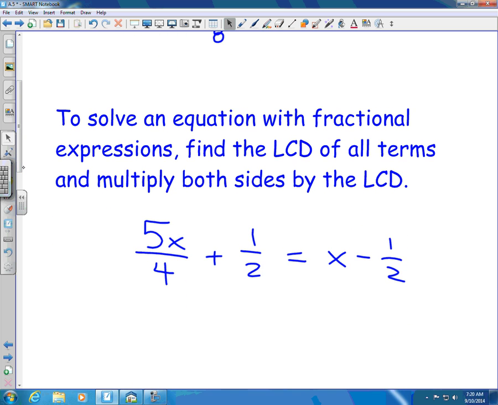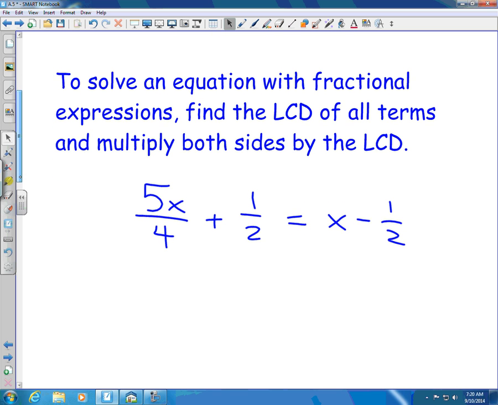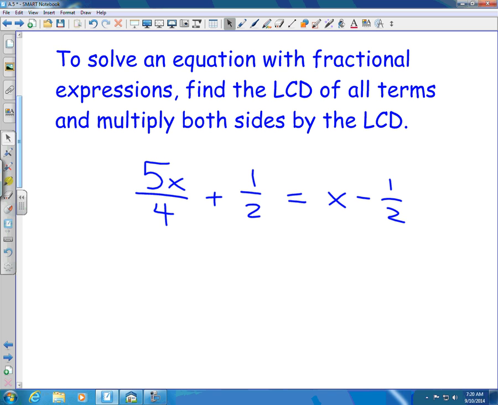To solve an equation with fractional expressions, you would want to find the least common denominator of all the terms and multiply both sides by that least common denominator. So here's an example. This is a fractional equation. It's got some fractions in it. So instead of trying to get a common denominator for every single fraction, just find that least common denominator. In this case, it looks like it's going to be 4, and just multiply both sides of the equation by that least common denominator.